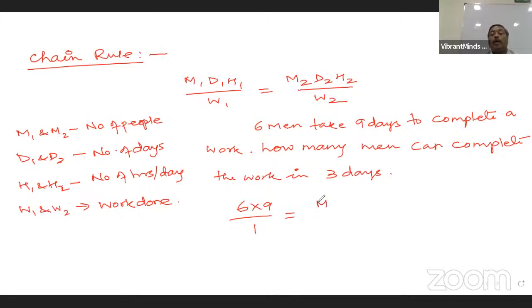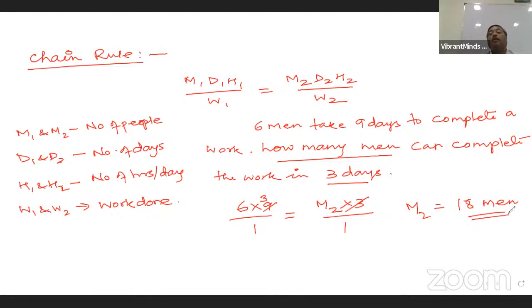M2, I have to take out how many men? M2, I have to take out in 3 days, that is D2 is 3, and the same one work. So can I say 3 times M2 is 6 times 9? M2 is what? 18 men are required to complete the same work. Did you get my point?